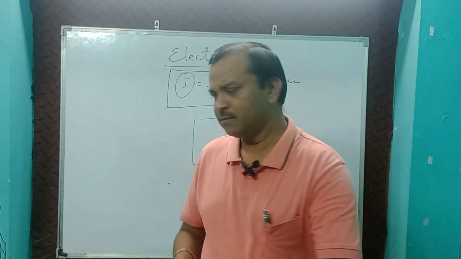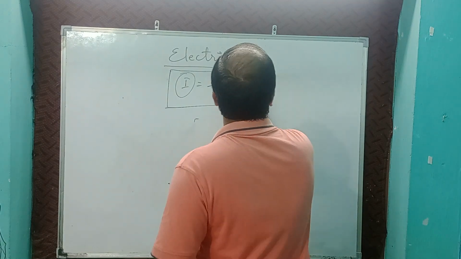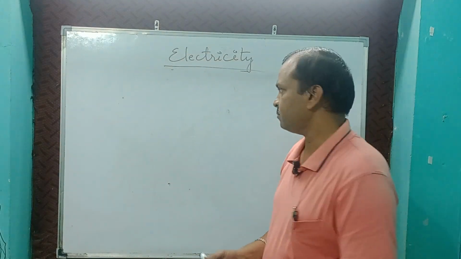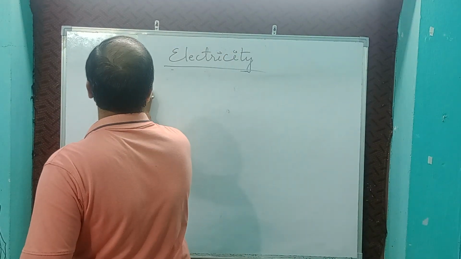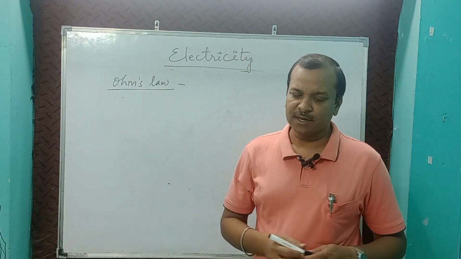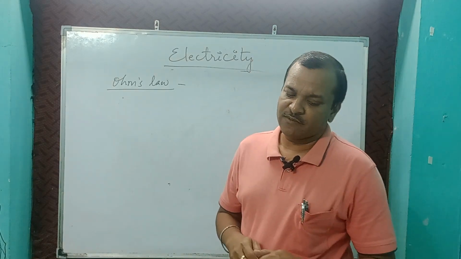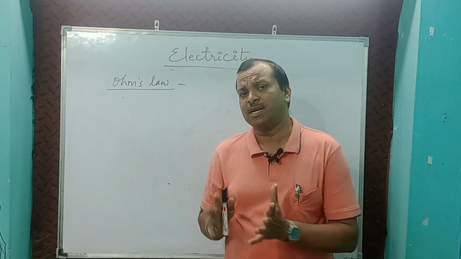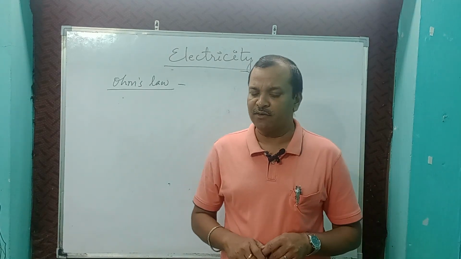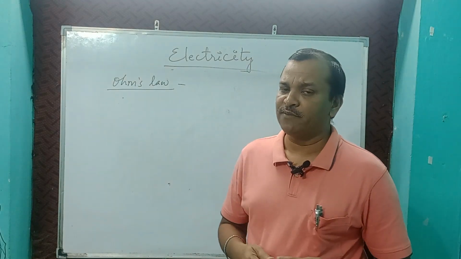Very important. This might come in your exam. Ohm's law. What is Ohm's law? Ohm's law gives us the relationship between current and potential difference. What is the statement of Ohm's law? According to Ohm's law, at a constant temperature, the current flowing through a conductor is directly proportional to the potential difference across its ends.